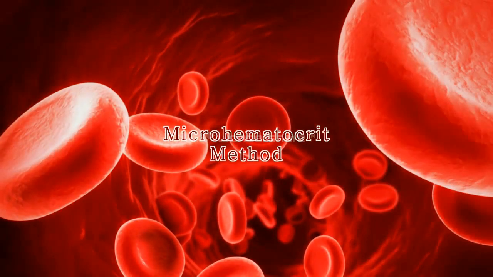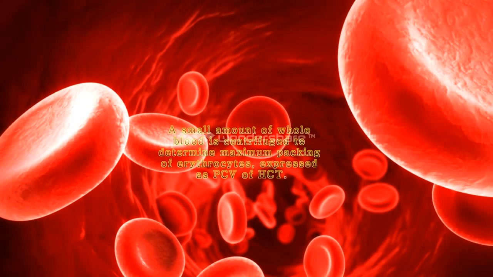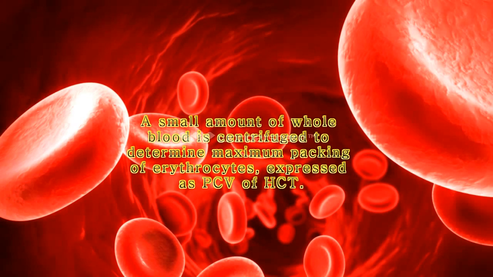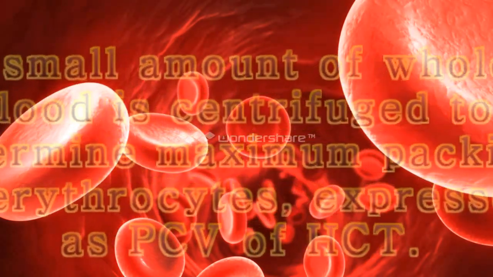The method that we use in this experiment is the microhematocrit method, which has the principle that a small amount of whole blood is centrifuged to determine maximum packing of erythrocytes, expressed as PCV or HCT.